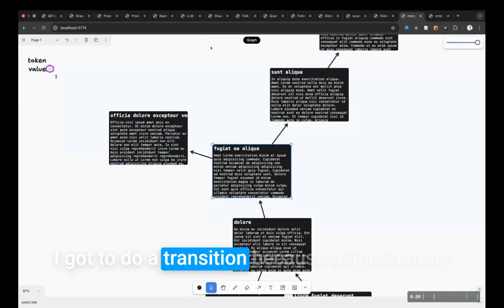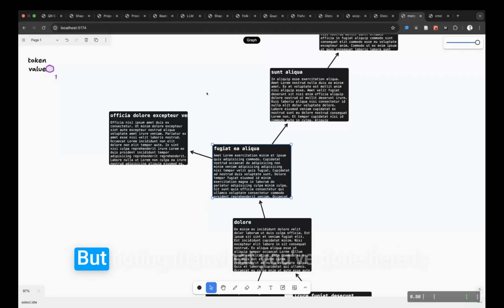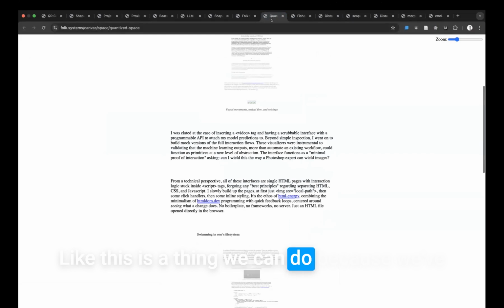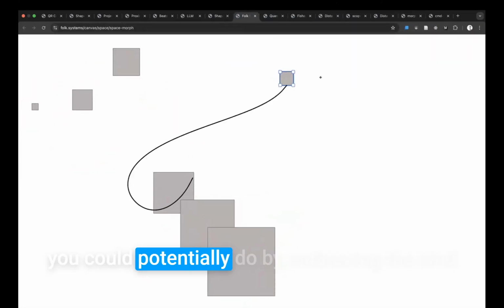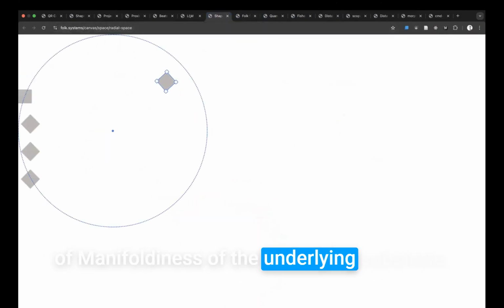I got to do a transition because a bunch of us have to go to Octopus's presentation in Econ. But noting that what you've done here is started to lean into the consequences of having a more manifold-like model of the underlying substrate. So rather than saying, aha, we can do this, this is a thing we can do because we've embraced that. And there's many other things that you could potentially do by embracing the manifoldiness of the underlying substrate.